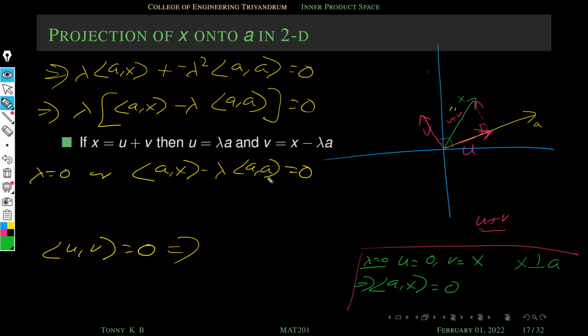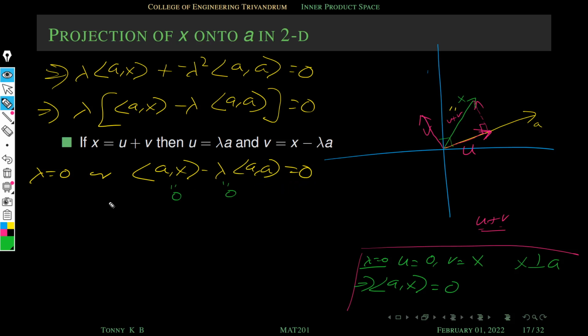Then what about this term? In this term, now this is 0 and lambda is already 0, so the entire term is 0. So whatever be the case, this condition is always true: inner product of a and x minus lambda times inner product of a and a equals 0.